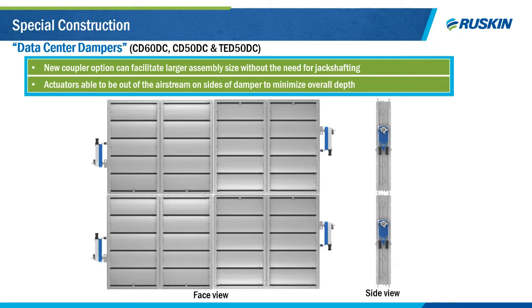Typically for larger assemblies, this shows you what a multi-section would look like. We're forced to have the actuator within the airstream on a jack shaft. For limited space conditions, such as a generator enclosure, the coupler option will provide a great solution by allowing two sections to operate off of one actuator, which then allows the actuator to be on the side of the damper. So what you can see here is all of the actuators, because they can operate two separate sections, are located on the sides, making the center of those dampers a much cleaner look.